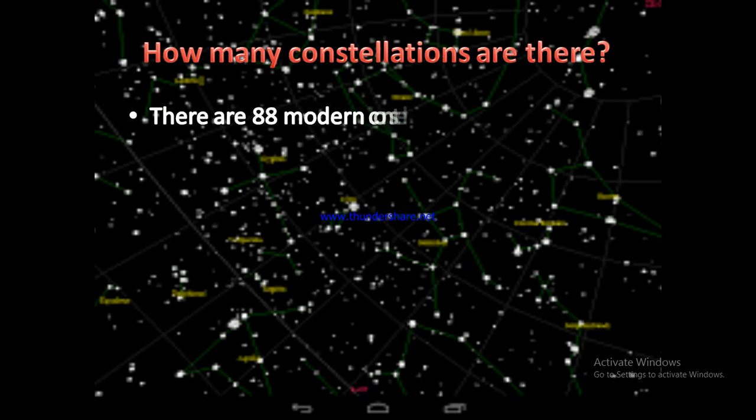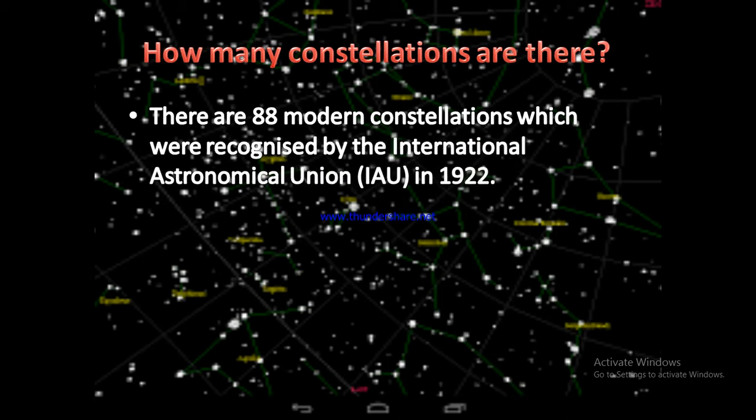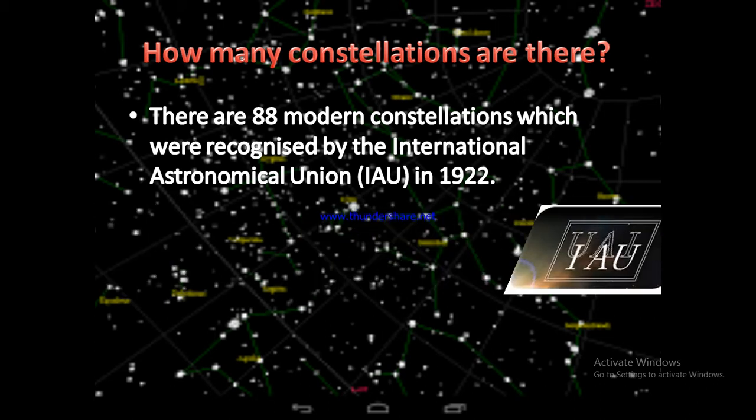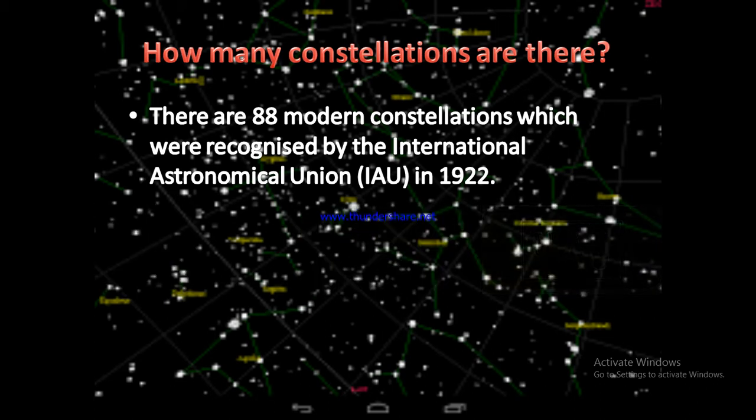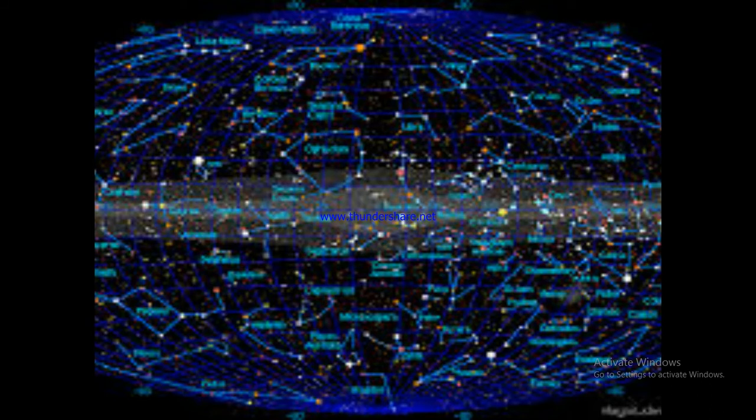How many constellations are there? There are 88 modern constellations which were recognized by the International Astronomical Union, IAU, in 1922.